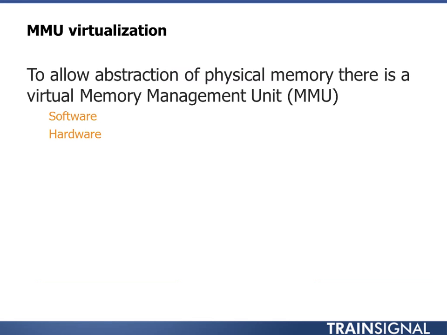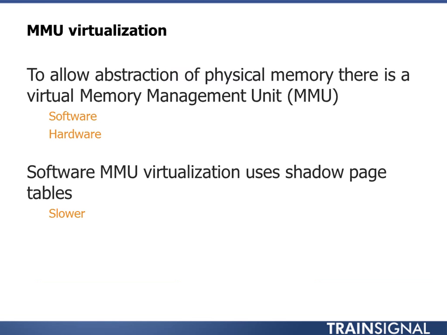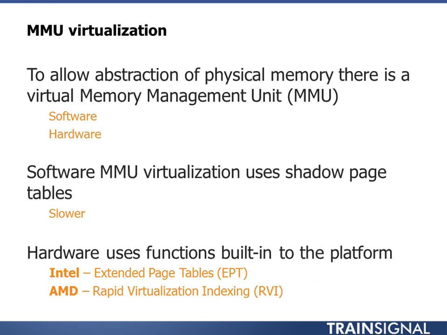To allow abstraction of physical memory, there's a Virtual Memory Management Unit, MMU. It's either software or hardware. Software MMU virtualization uses shadow page tables. Remember, software uses shadow page tables, so it's slower. Hardware uses functions built into the system. So we have Intel Extended Page Tables, EPT, or AMD Rapid Virtualization Indexing, RVI. Just know that those are ways to speed up memory abstraction.